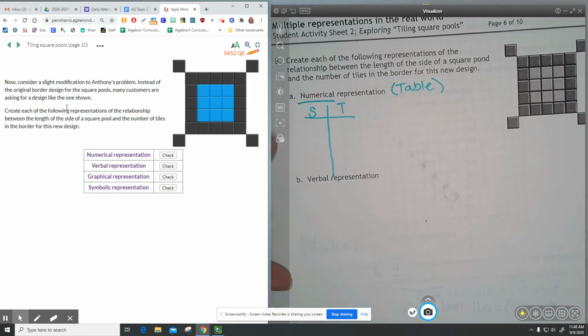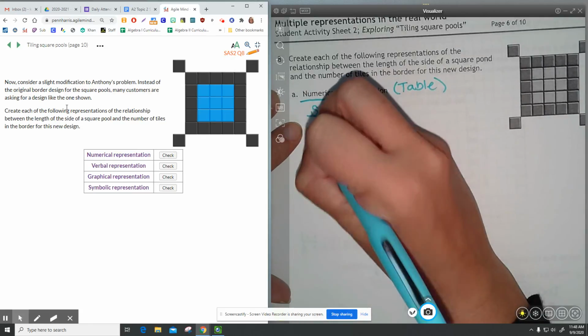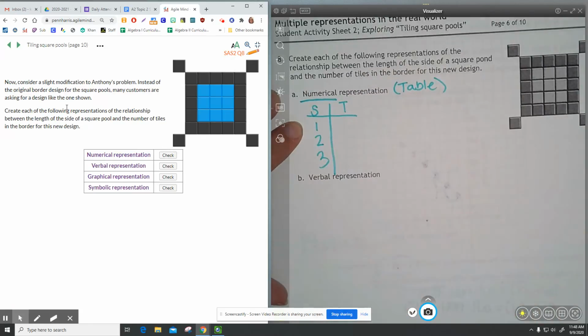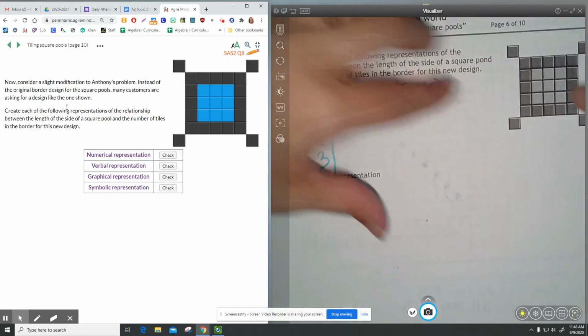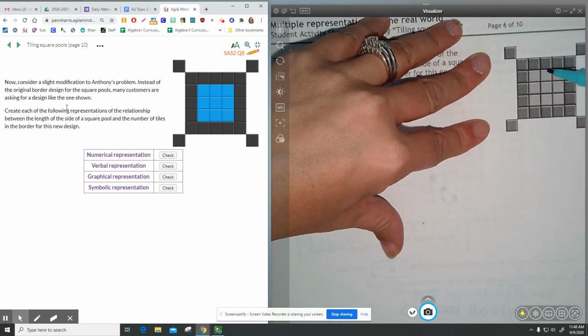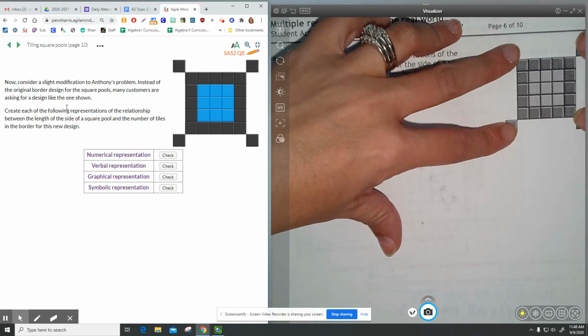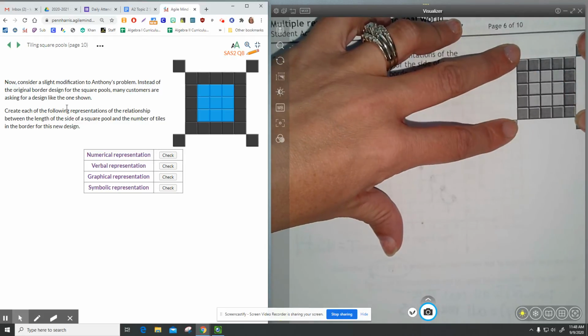Okay, so let's say we're going to go 1, 2, and 3. Well, let's start with what we have here. We know that when the length is 3, like they show us in the picture, 1, 2, 3, 1, 2, 3, 1, 2, 3, 1, 2, 3, without the original, there was 16 total tiles.